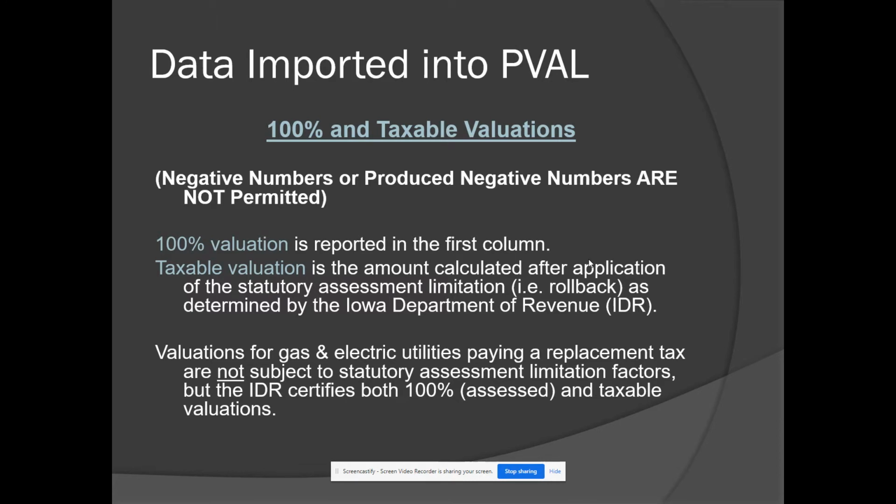So when you import the data into the system, you are going to be importing 100% and taxable values. Keep in mind that negative numbers or produced negative numbers are not permitted. 100% value is reported in the first column. Taxable value is reported in the second column, and it's the amount calculated after application of the rollback or statutory assessment limitation as determined annually by Department of Revenue. Valuations for gas and electric utilities paying a replacement tax are not subject to an assessment limitation, but when IDR sends you out the gas and electric value, you're going to see both 100% assessed and taxable value for the gas and electric.